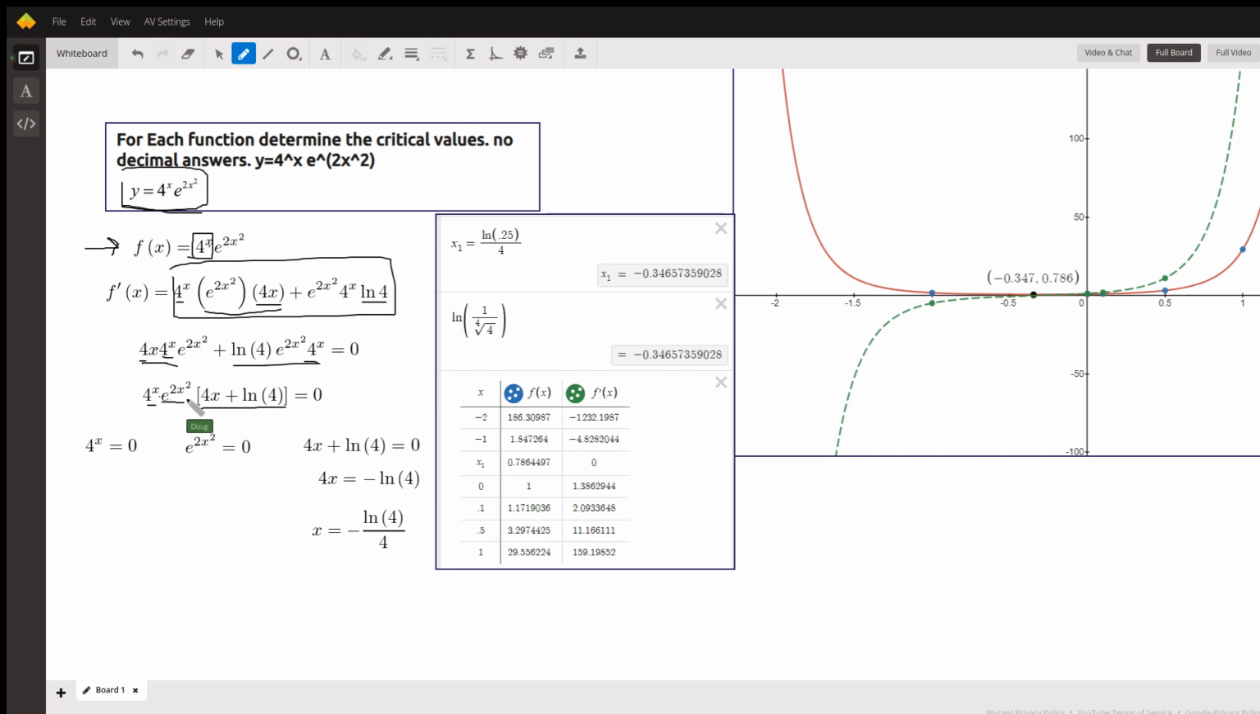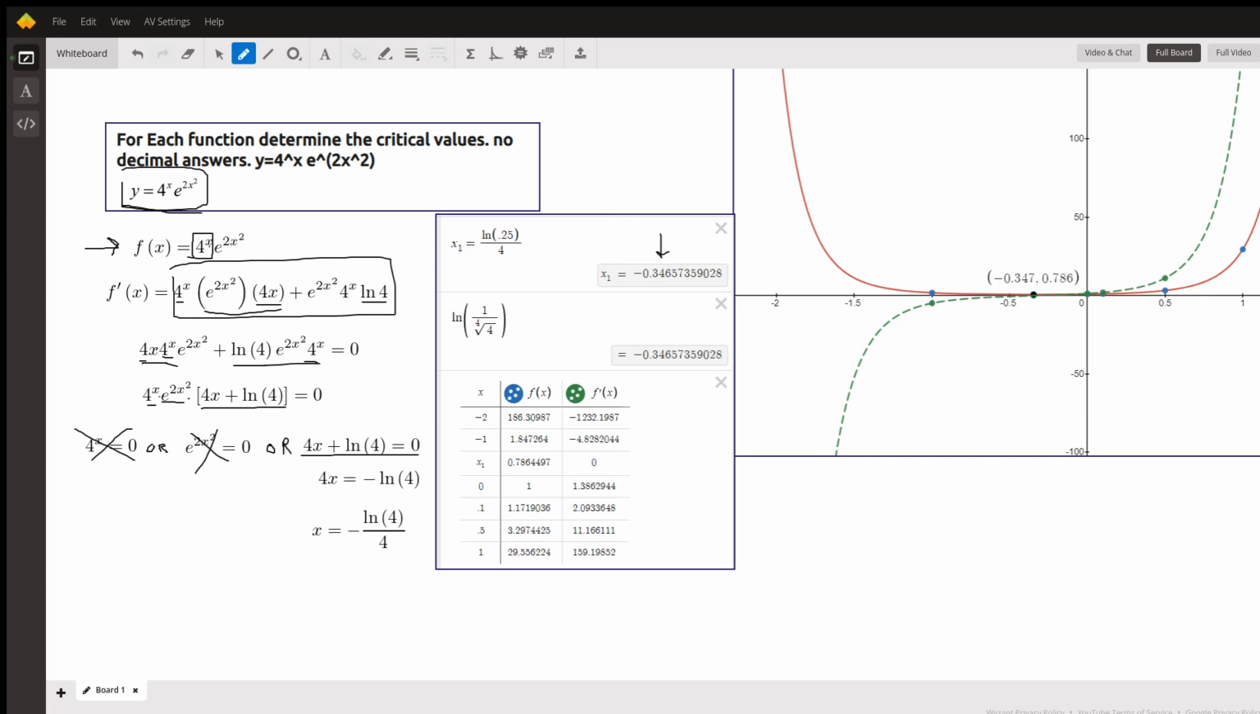Now, all these expressions multiply to give an answer of 0. So by the zero product property, either 4 to the x equals 0, or e to the 2x squared equals 0, or that binomial equals 0. I don't care what value you put in for x here, you'll never get an answer of 0. Ditto for this. So we want to really know, when does this equal 0? That happens when x equals the opposite of the natural log of 4 divided by 4.